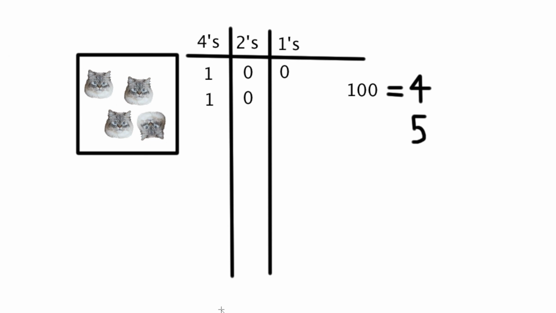How many more do we need? We just need 1, so we put a 1 in the ones column. 1, 0, 1 in binary gives us 5. 1 lot of 4 and 1 lot of 1 momo gives us 5 altogether. 1, 0, 1 equals 5.